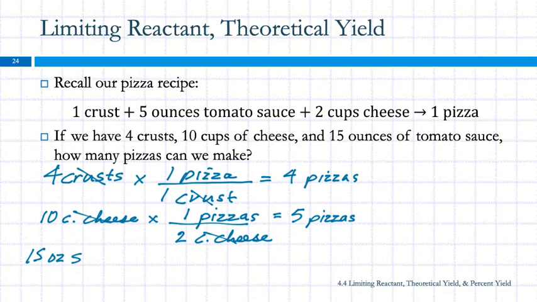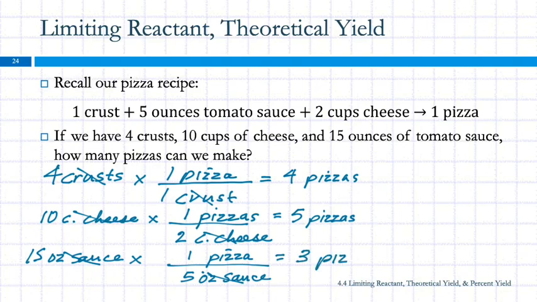15 ounces of sauce. Our equation recipe shows 1 pizza takes 5 ounces of sauce. 1 pizza, 5 ounces. Sorry about that. The ounces of sauce cancel out, and I get 3 pizzas.